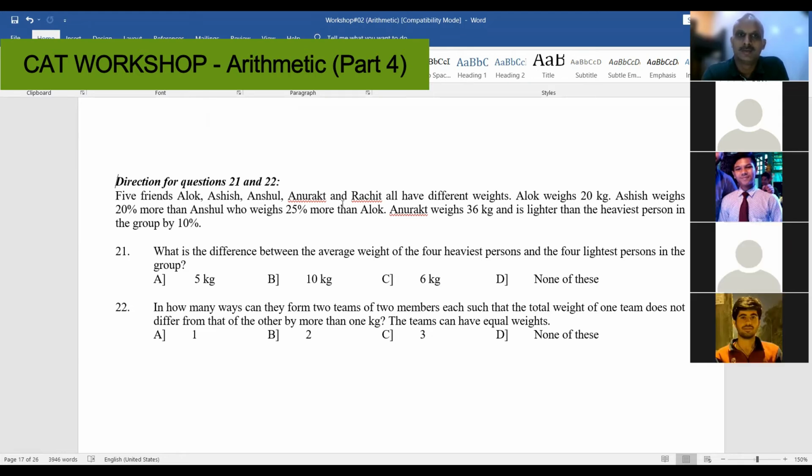So A part. Okay. First of all, find out the weights of all 5 friends.